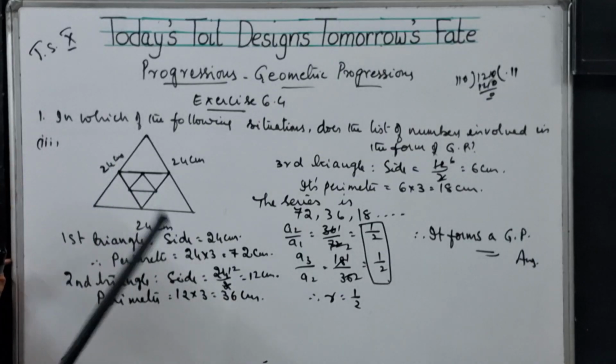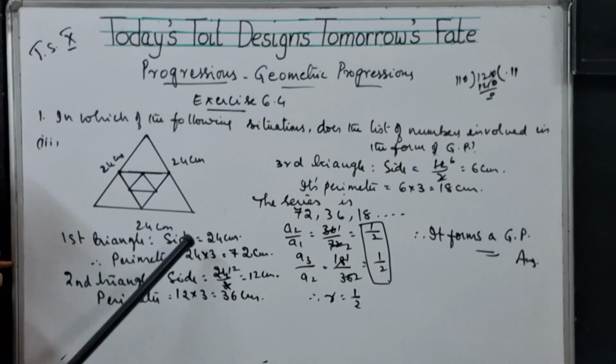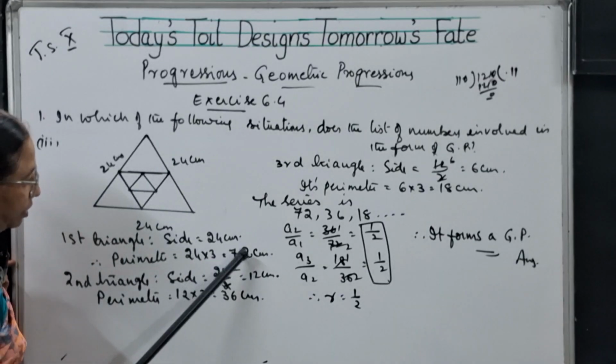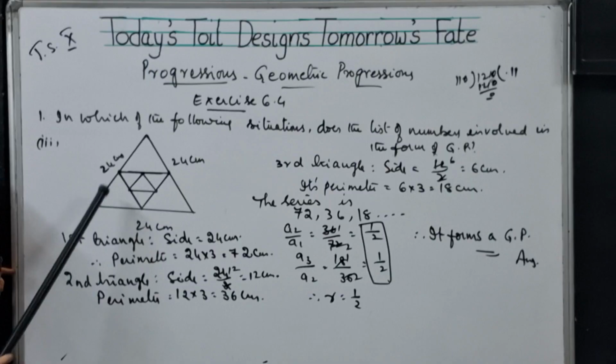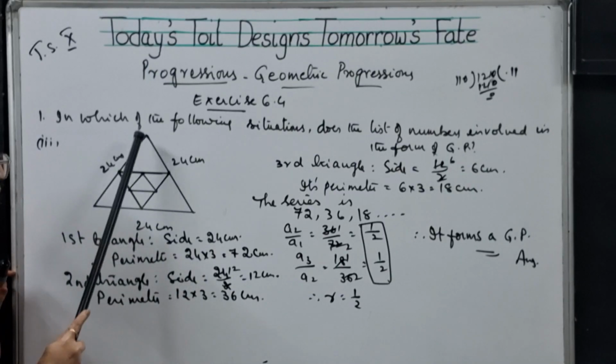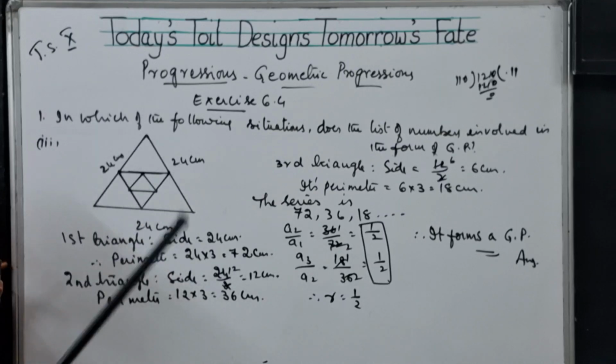or not. So first let us take the first triangle. Its side is 24 centimeters. Since it is an equilateral triangle, perimeter is 24 into 3, that is 72 centimeters. And the second triangle, if you take, the second triangle side is nothing but the first triangle side, half of it.